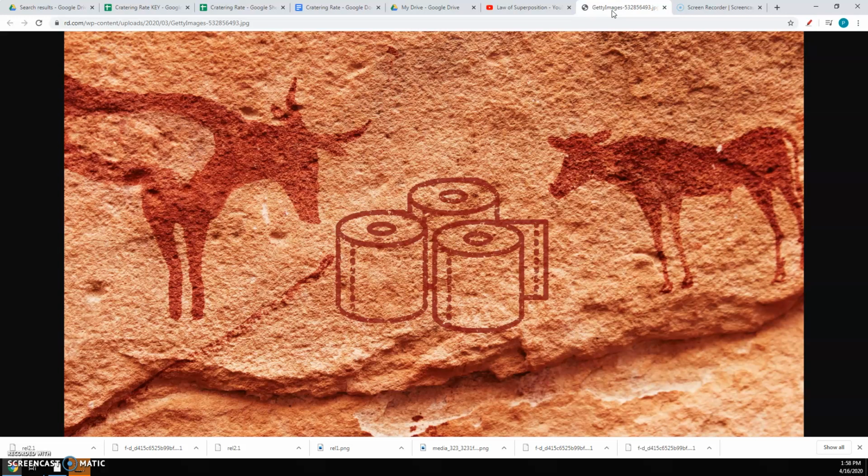So I was wondering what the cavemen did for toilet paper. This is an actual image from a cave in France. It's about 10,000 years old and very intriguing. They do seem to have had toilet paper, so I don't know. It's up for you to figure out. Did they have it, and what did they do?